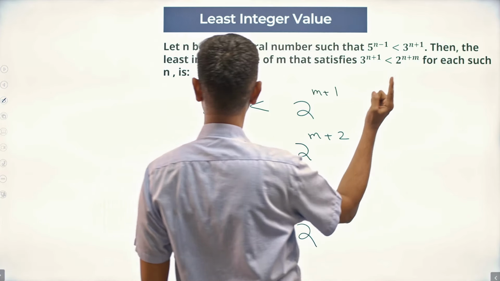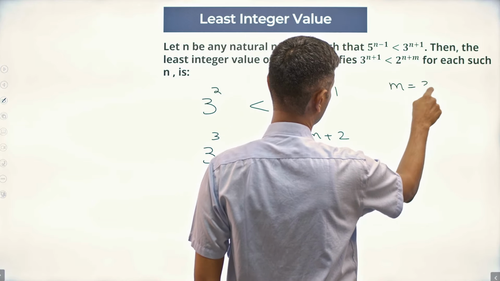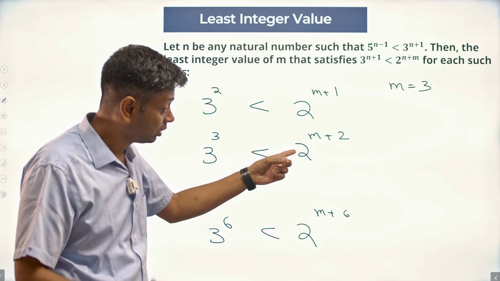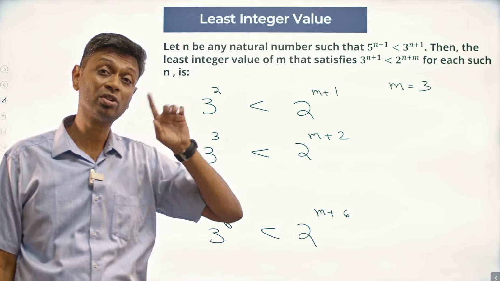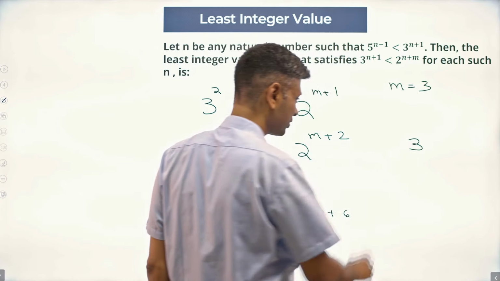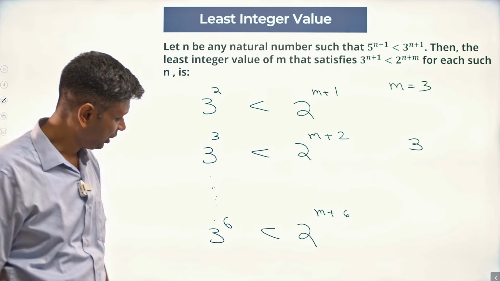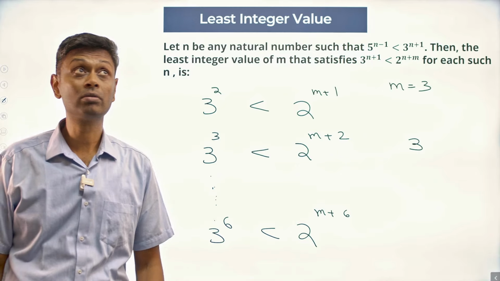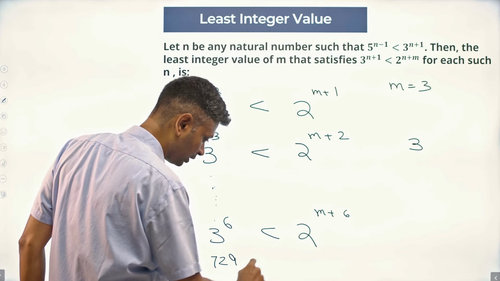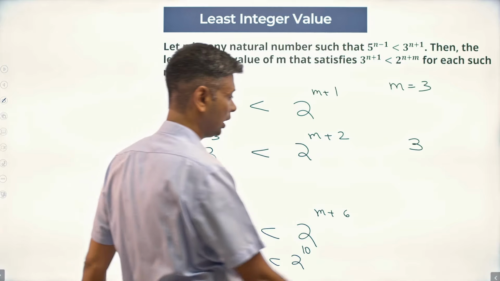For this case, m is 3, 2 power 4. 3 cube is 27, this should be 32. M plus 2 is 32, M plus 2 is 5, M is 3. Straight away I sense that, look, I don't need to do every number, I'll go here. And 3 power 6 is 3 square whole cube, 9 cube, 729 less than 2 power 10, M plus 6 is 10, M is equal to 4.